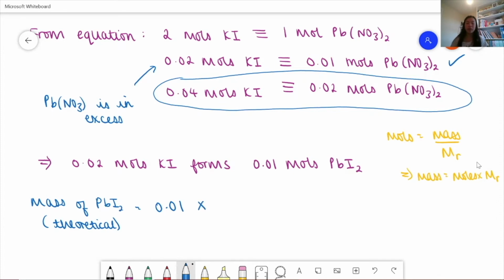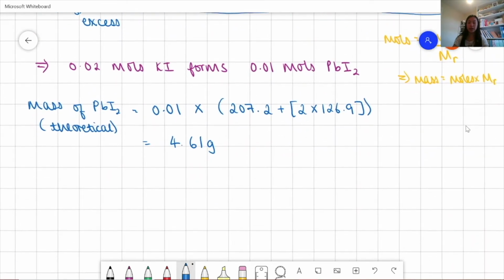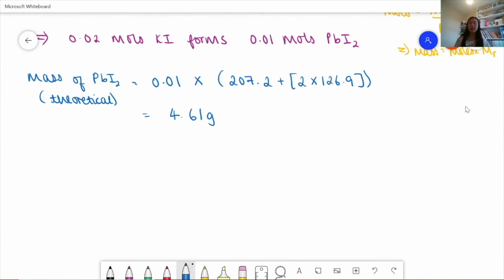And then we multiply it by the MR, 207.2 plus 2 iodines, which is 2 multiplied by 126.9. And so this gives us 4.61 grams. And this is what we call our theoretical mass. So now we can work out our percentage yield.